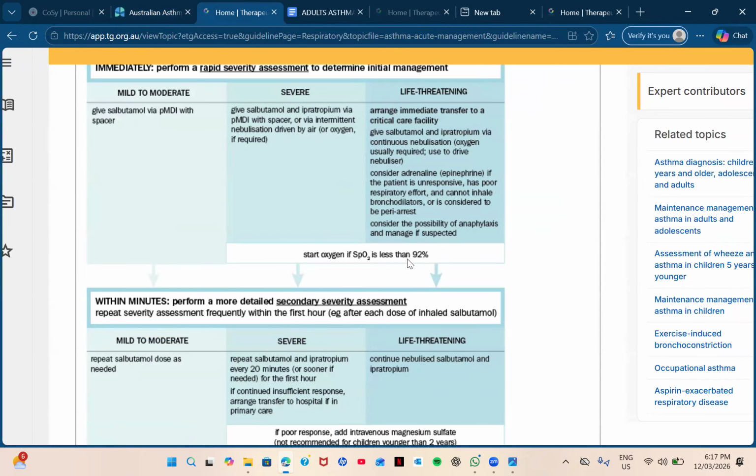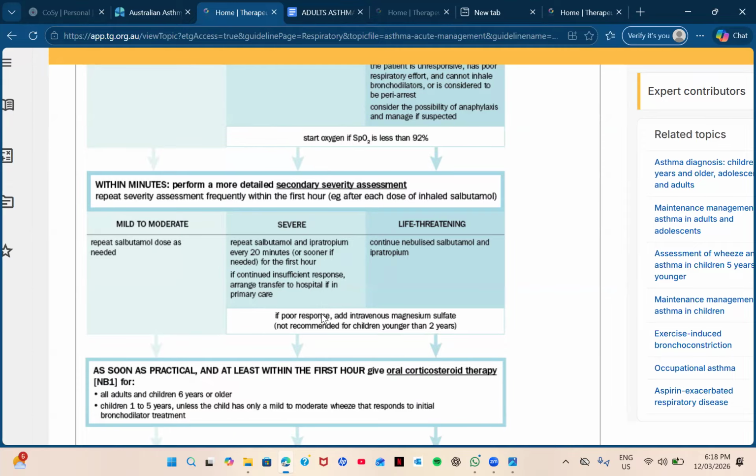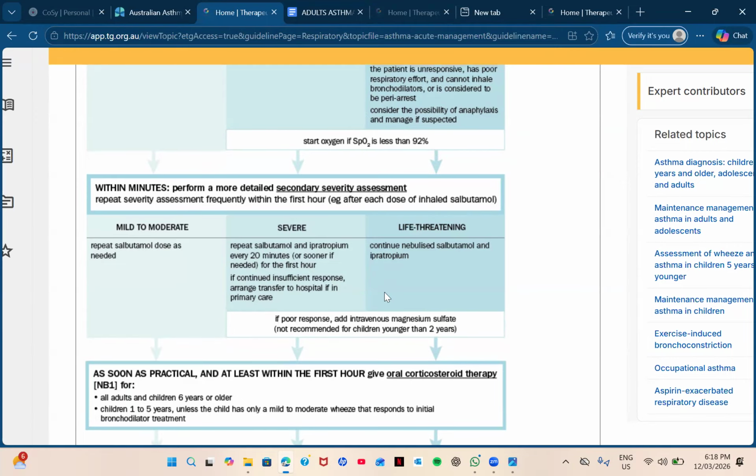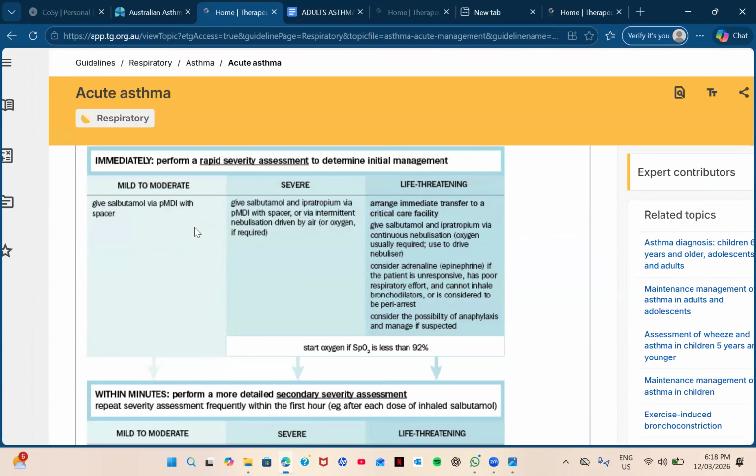ipratropium as well. Then, if the severity is still present after the secondary assessment, we have to repeat salbutamol and ipratropium every 20 minutes for the first hour. If there is continued insufficient response, arrange transfer to hospital in primary care. For life-threatening asthma, continue nebulized salbutamol and ipratropium.